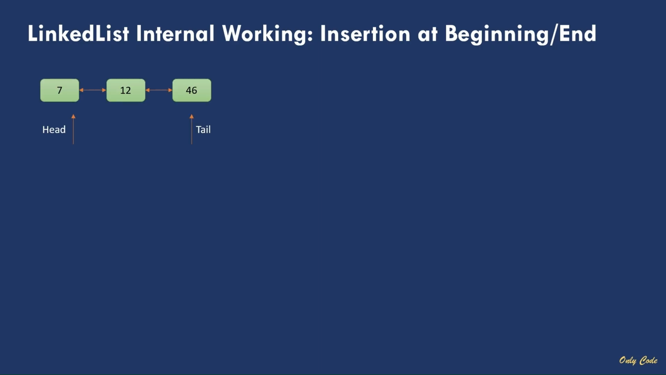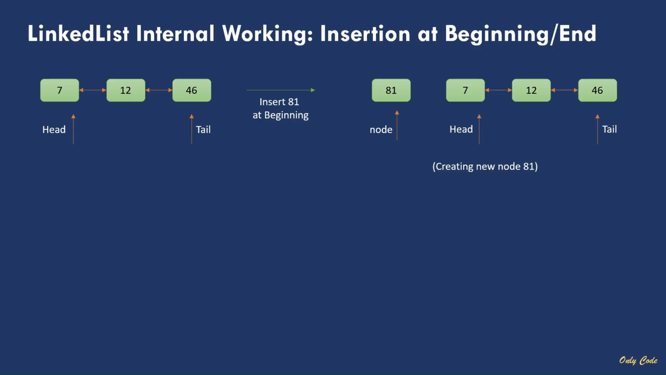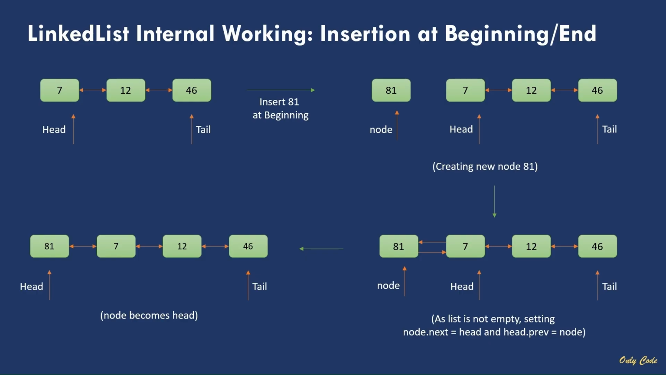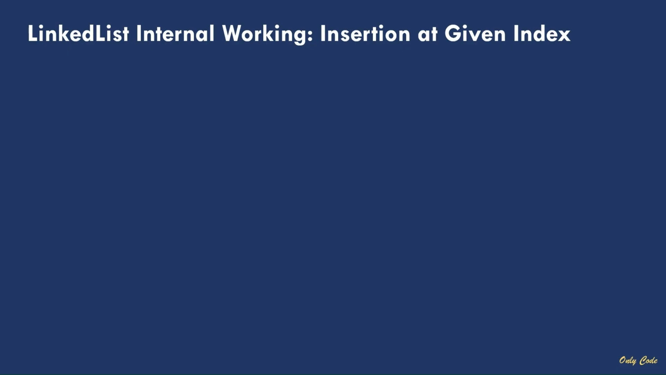Initially, the linked list contains 3 elements 7, 12, and 46. To insert 81 at the beginning, we first create a new node with the value 81. Since the list is not empty and the insertion is at the start, we update the new node's next reference to the current head. Set the existing head's previous reference to point to the new node. Then, we update the head to this new node. The size of the linked list is increased by 1 and the entire process completes in constant time, that is, big O of 1.